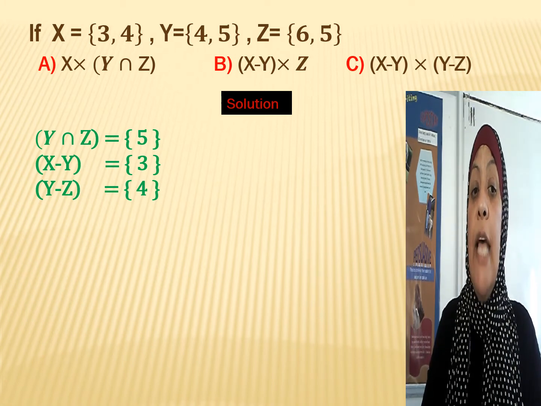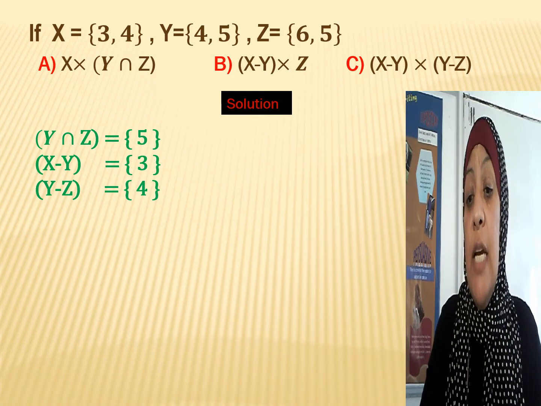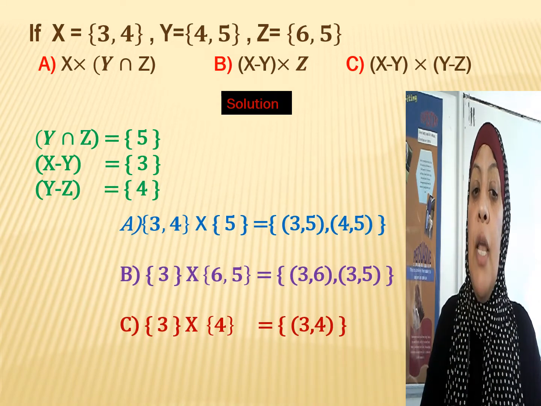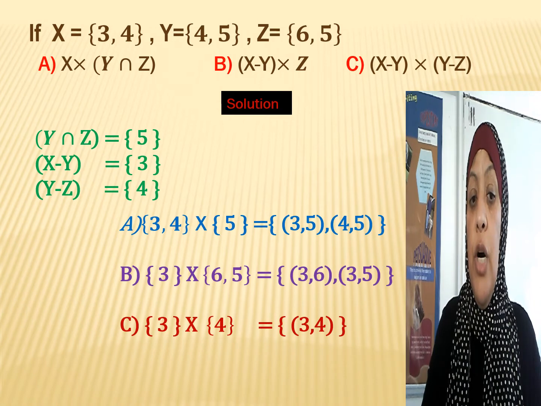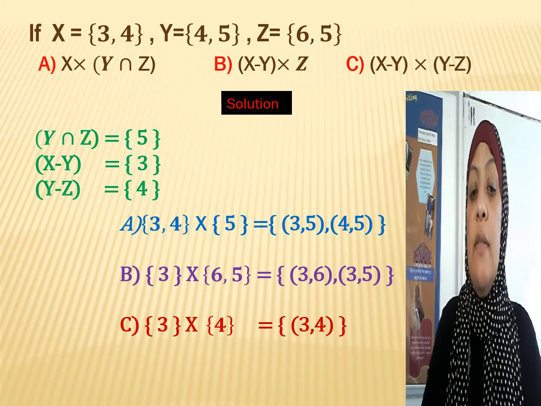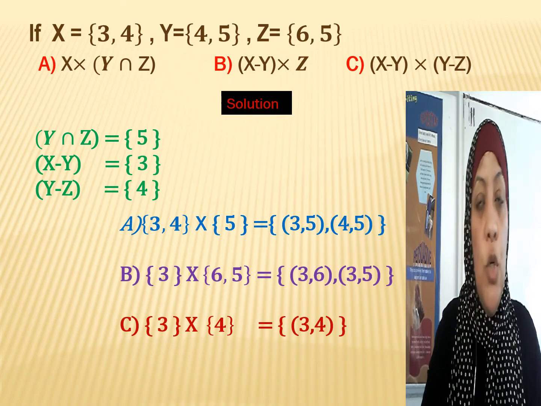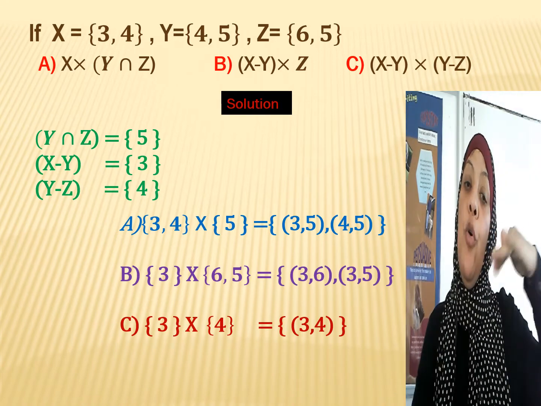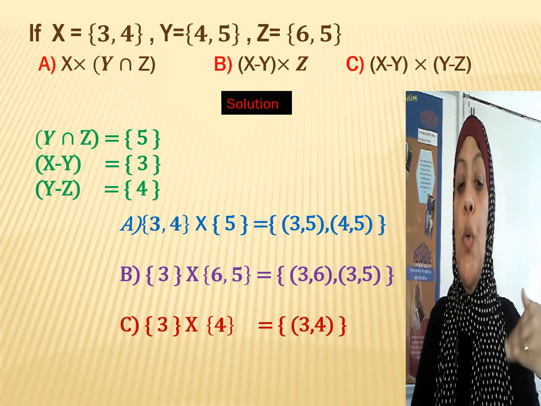Okay, now I can solve my problem. I ask about x product y intersect z. Y intersect z means set of 5. Then what about x? X is set of 3 and 4. What about y intersect z? 5. Then I'm going to get the answer: 3 and 5, 4 and 5. Okay, so it's easy to solve. When you organize your mind, when you organize your work, you will find the answers so easy.